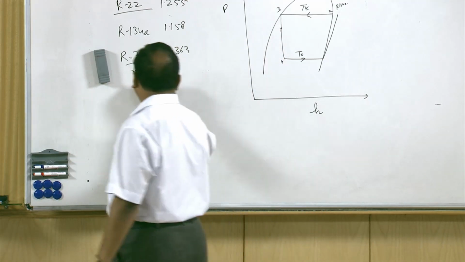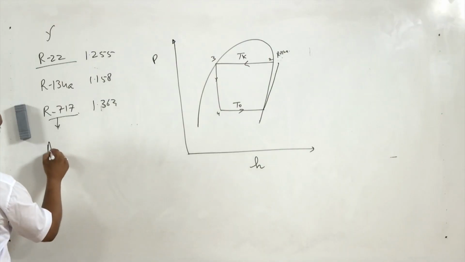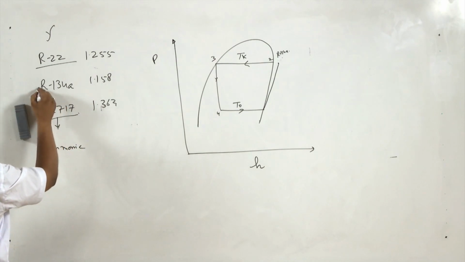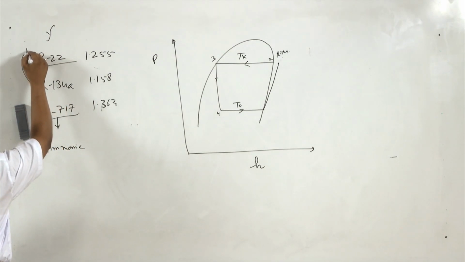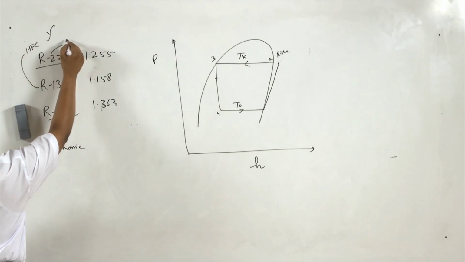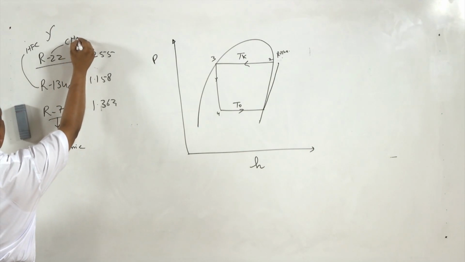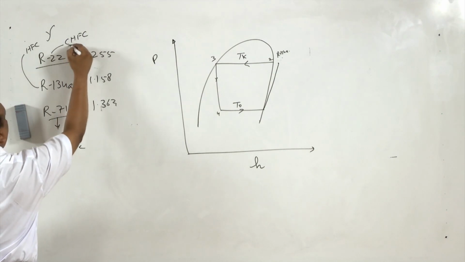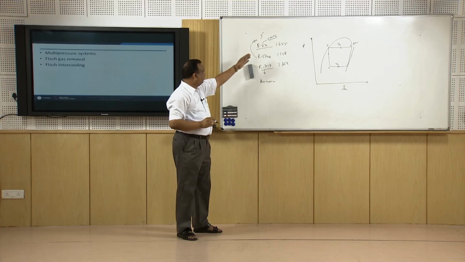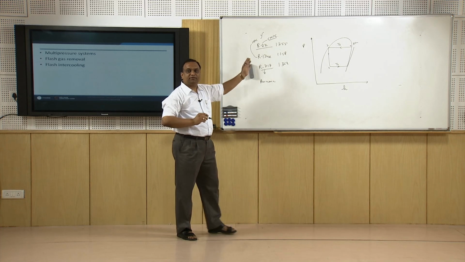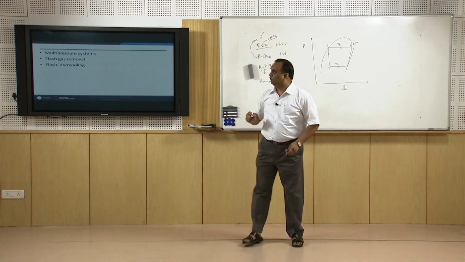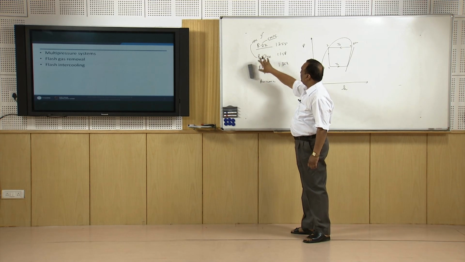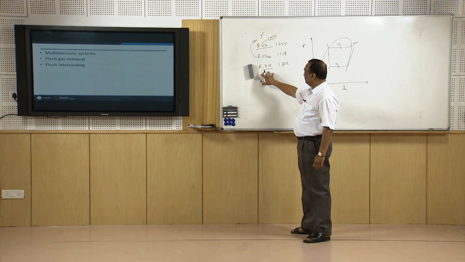R717 is ammonia. R134A is a hydrofluorocarbon, and R22 is a chlorohydrofluorocarbon. All this I will discuss in detail. We will take up the topic of refrigerants and how the nomenclature is done. But let us focus on these numbers R22, R134A and R717.